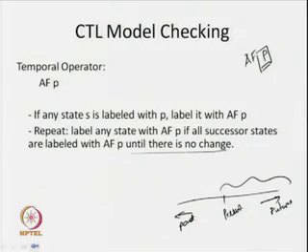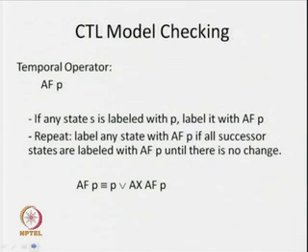Now see why we can do this, because we have seen one equivalence: we can write AFP with the help of the equivalence P or AX AFP. What it says is that if P is true in a particular state, then AFP is true. This is captured by my first condition: if any state S is labeled with P, label it with AFP, and this is possible because my future includes the present behavior. And the next component says that either P is true in this state, or in all paths the next state has AFP true.